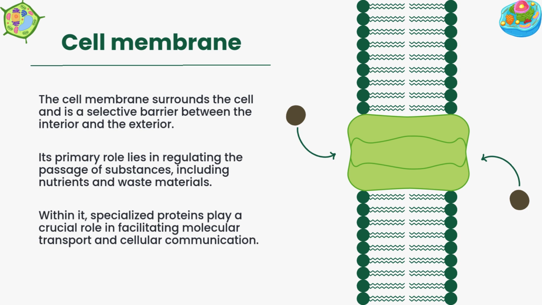The cell membrane surrounds the cell and is a selective barrier between the interior and the exterior. Its primary role lies in regulating the passage of substances, including nutrients and waste materials, in and out of the cell. You can see there the cell membrane. We talked about this in our macromolecules unit, and it has those channel proteins. So it will allow in nutrients and allow out waste materials. And this helps facilitate molecular transport and cellular communication.